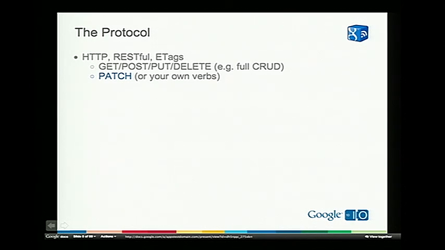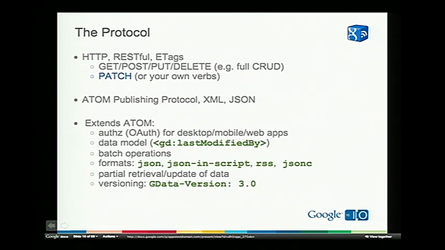The protocol itself is all based off of common standards and open protocols that we all know and love already. So you have your RESTful API with your get, post, put, delete for your full CRUD operations. You have the Atom publishing protocol. And we do extend it in a few ways. Most importantly, we're extending the authorization and versioning into that protocol so that that tricky stuff is just built into the standard already, and you guys don't have to waste your time building it.